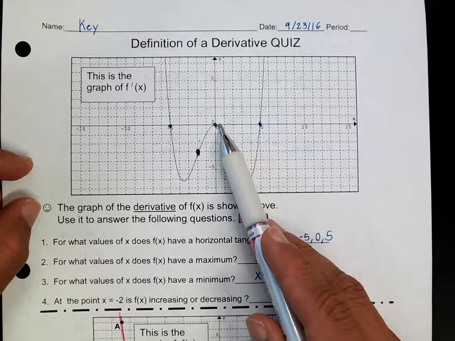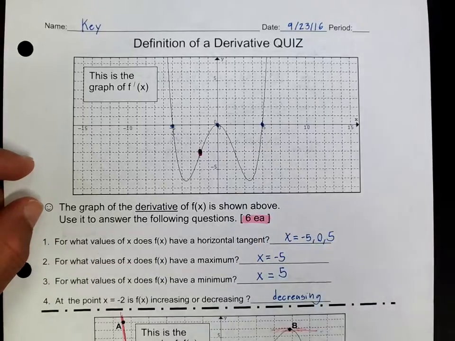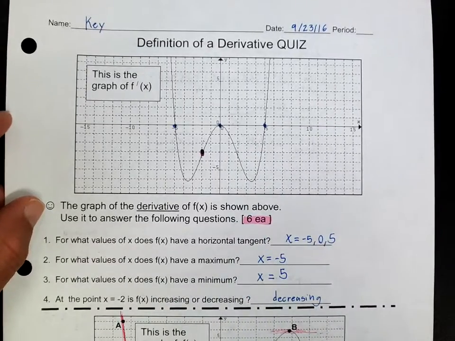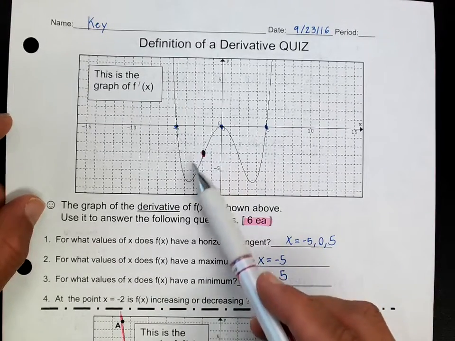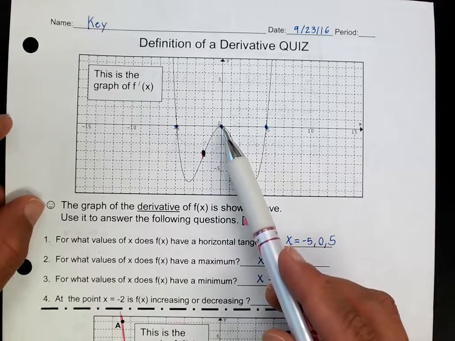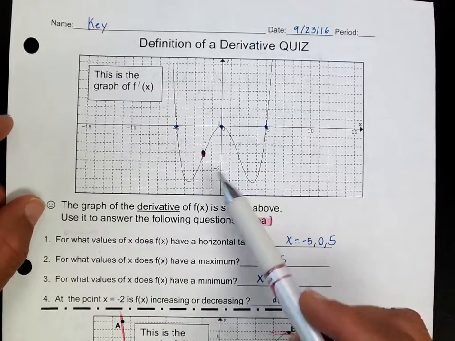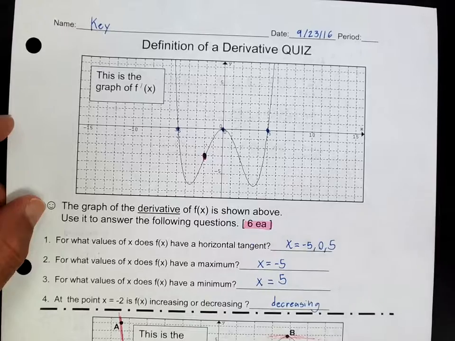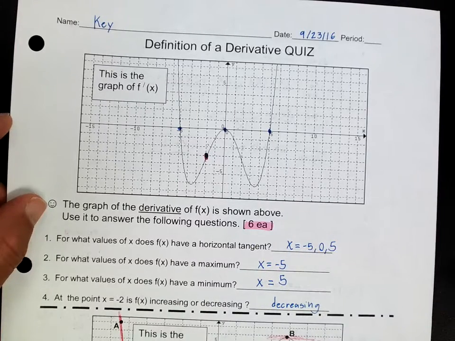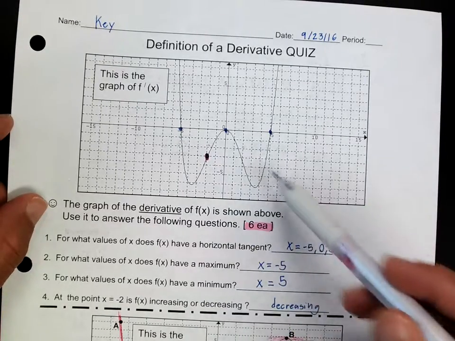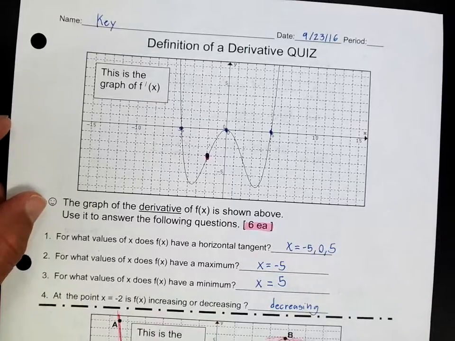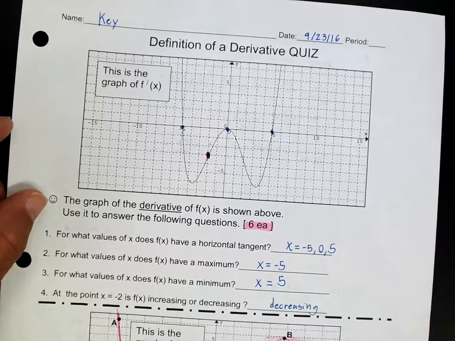Neither, right? Because remember what I said, a max has to go from positive to negative, and a minimum goes from negative to positive. This one went from negative to 0 to negative. Does that make sense? There was no sign change, so therefore there is no max nor min. You with me? This happens to be decreasing the whole time. Yes? But it still has a horizontal tangent? Yes.